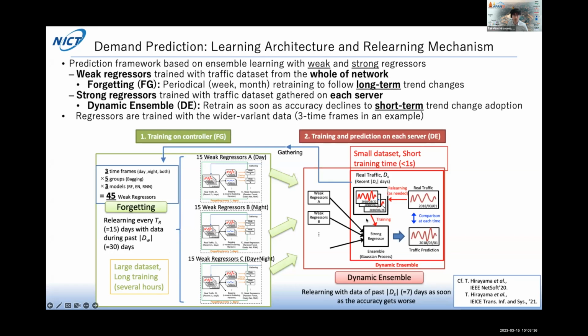So we also introduce a short-time training mechanism, dynamic ensemble. In the dynamic ensemble process, the strong regressor is trained with the data collected on the server in short time scales, such as in the past few hours or days. The process is done immediately when prediction accuracy gets worse. This process is designed for the adjustment of strong regressors to keep up with the trend changes in short time scales.